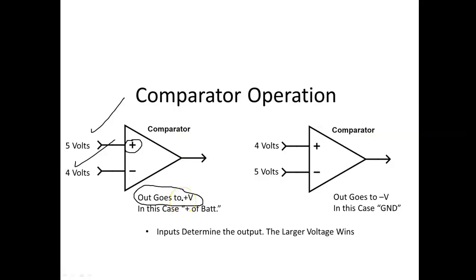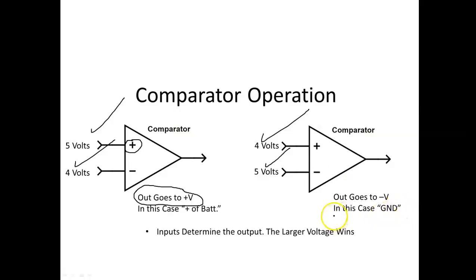All right. Now let's look at it when I reverse the voltages over here. I still have 4 and 5 volts, but now 4 volts is on the plus terminal and 5 volts is on the negative terminal. I take the difference. Where is the larger voltage? It's on the negative terminal. So therefore, the inputs are going to force the output, or allow the output, to go low, to negative.